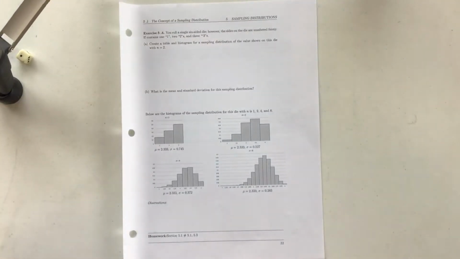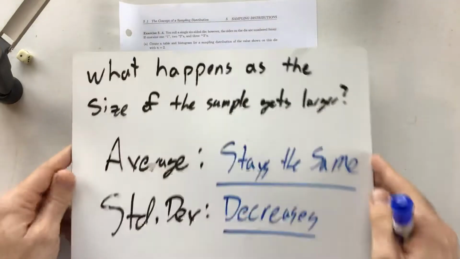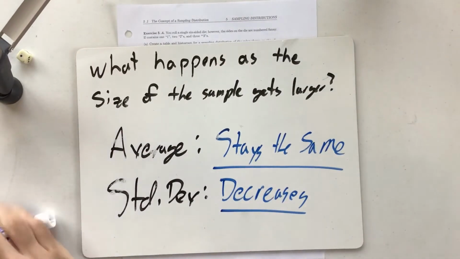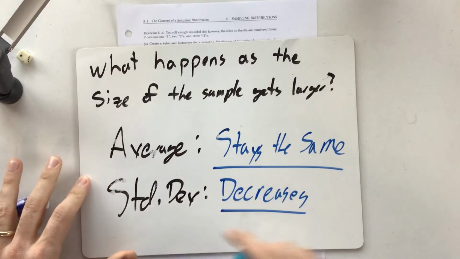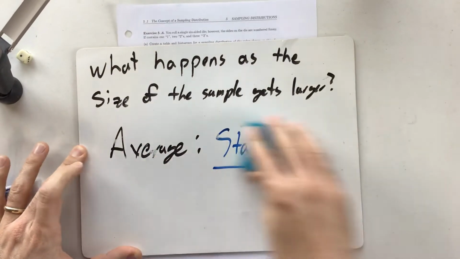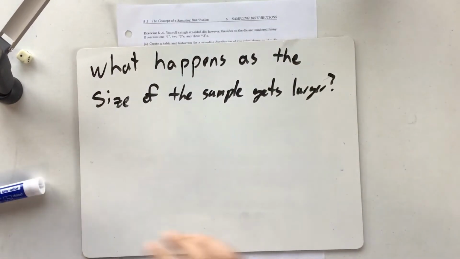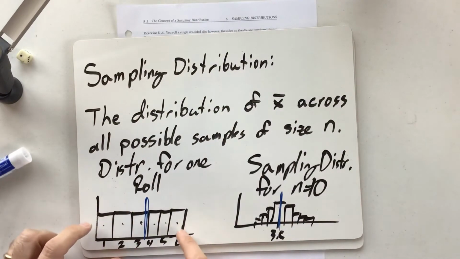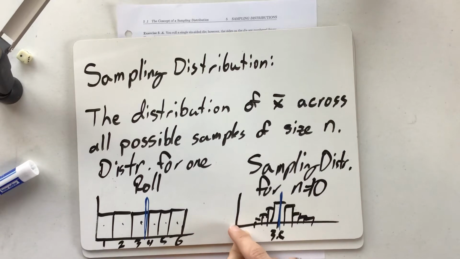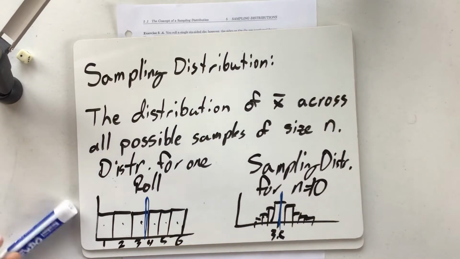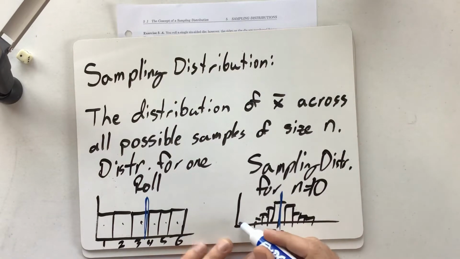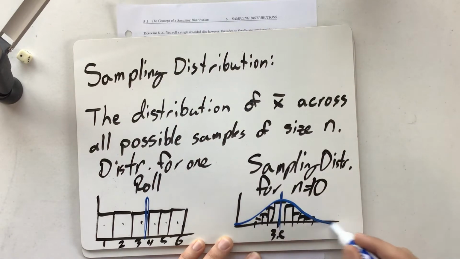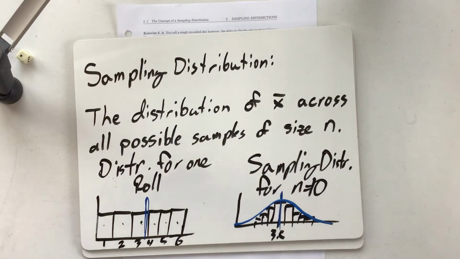Now, the next thing I want to do, though, is ask ourselves, what happens as the size of the sample gets larger? Well, not only does the average stay the same and the standard deviation decrease, but we actually get something really interesting happening to the picture. If you look closely, this picture started flat, and then it gets big, and then it gets flat again. If you're paying attention, this is starting to look like that normal distribution that we talked about so much.